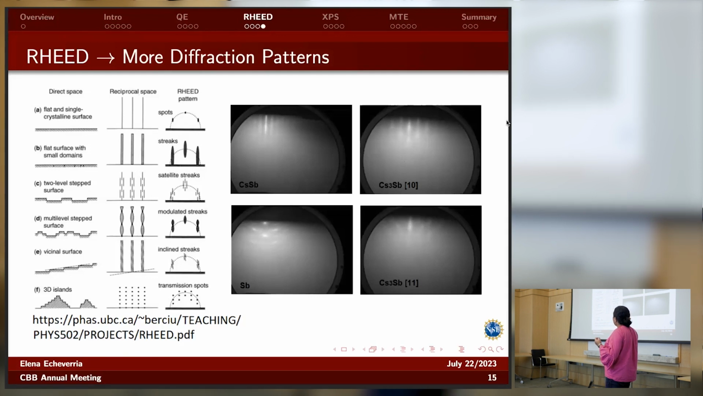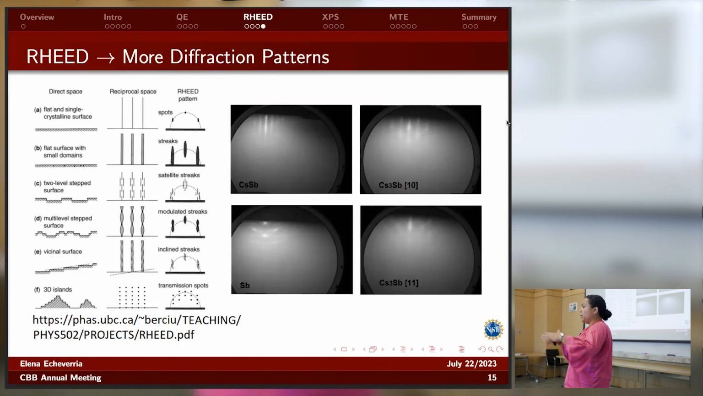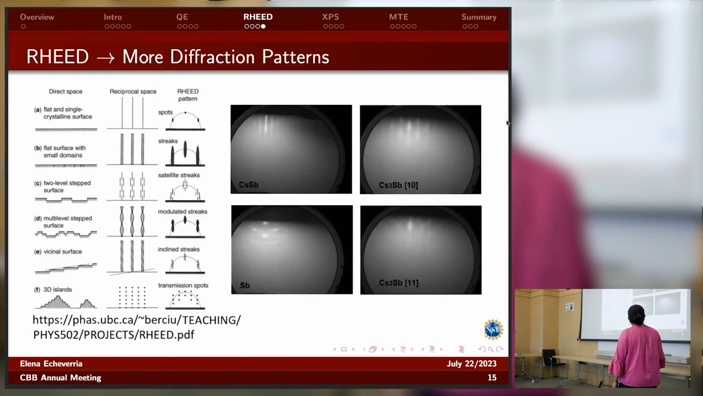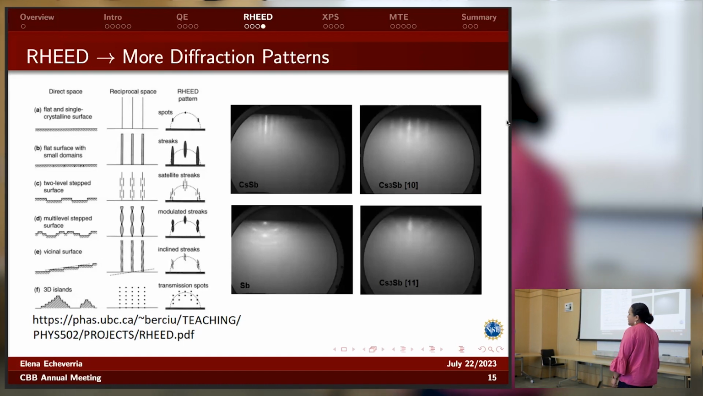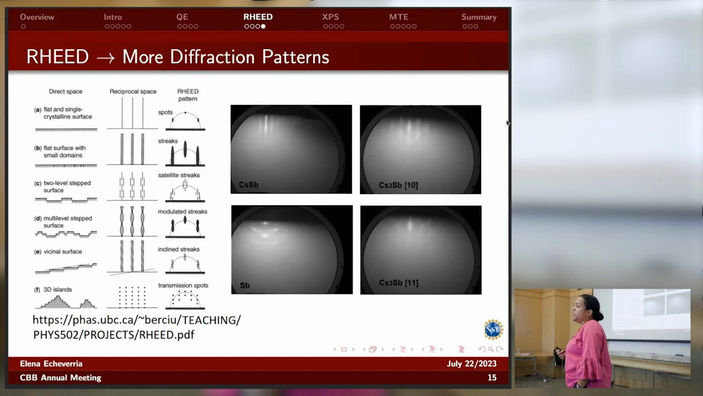Now, if we have a flat surface with small domains, those rods in reciprocal space will be thicker, and therefore we will see streaks on the RHEED pattern. So just by looking at the pattern of the RHEED, we can get an idea of how rough or how nice our film on the surface is. And here I have a few examples.